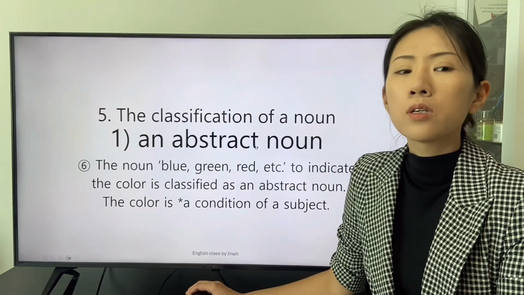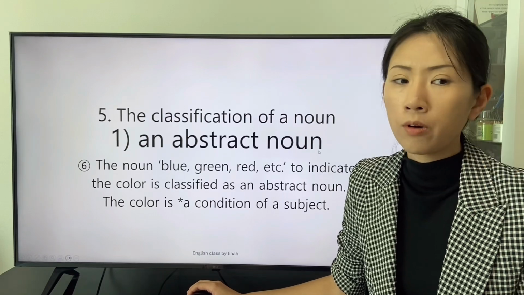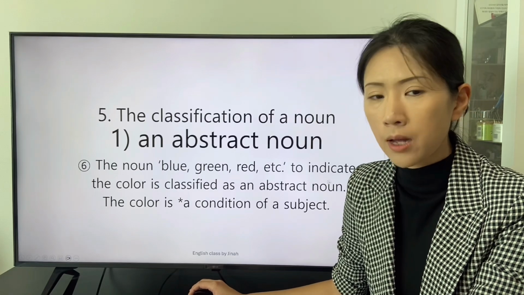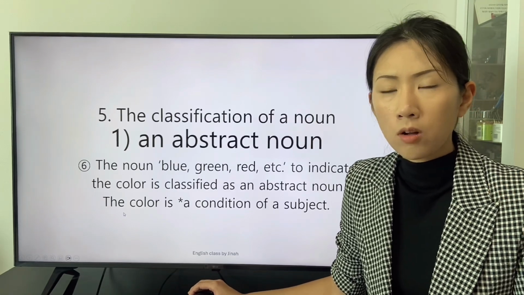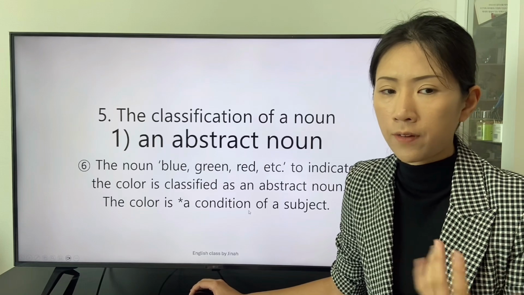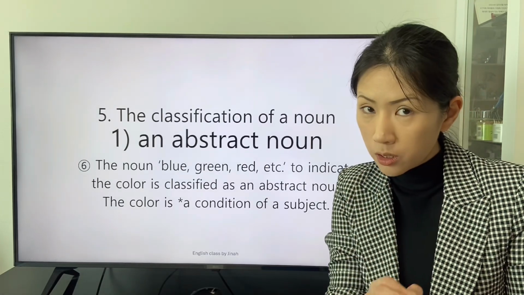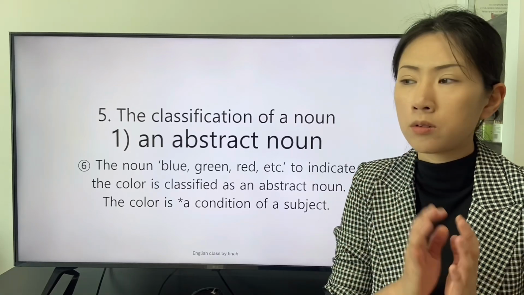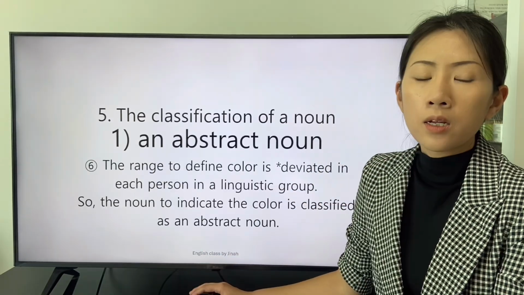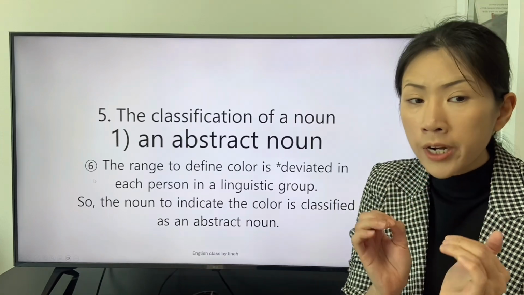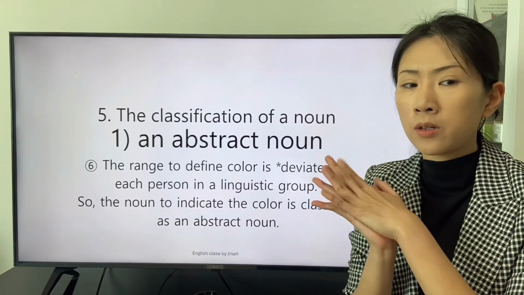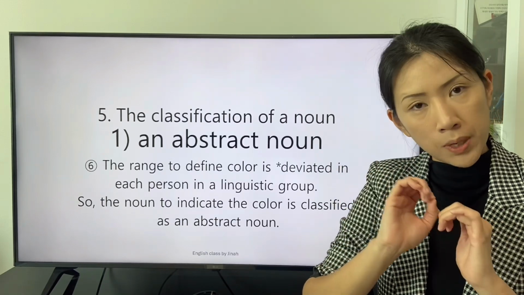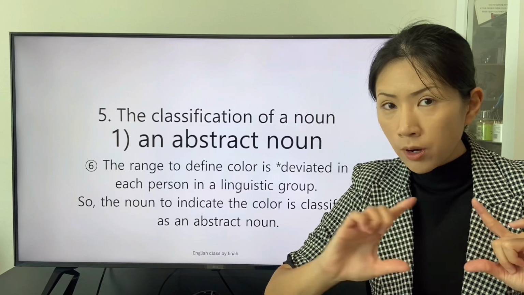The noun blue, green, red, or etc. to indicate the color is classified as an abstract noun because the color is a condition of a subject. The condition is metaphysical. The condition of a subject is about how a subject is. And then the range to define color is deviated in each person in a linguistic group. The color blue can be defined on a spectrum of color.